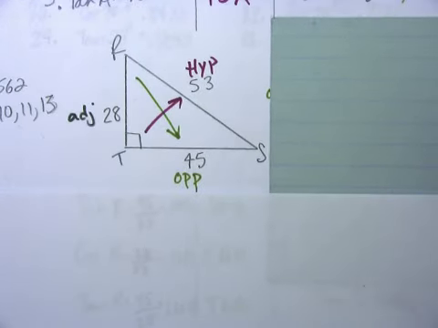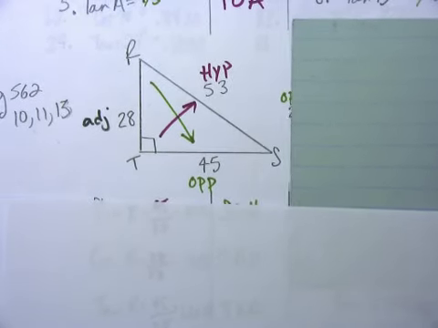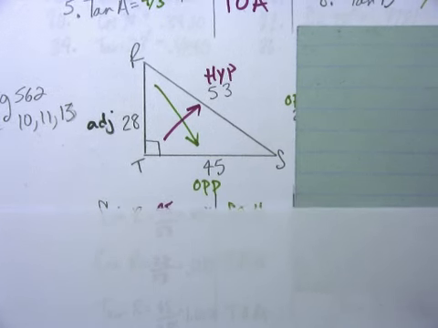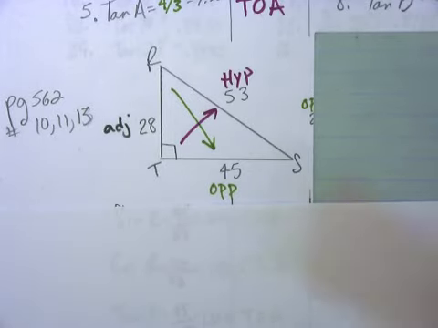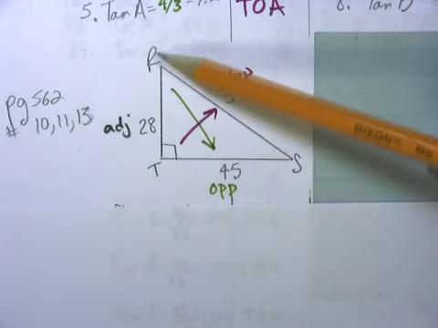Next question, we have a triangle that looks like this, and we're looking at questions on page 562. We're going to be doing questions 10, 11, and 13. Let's take a look here.